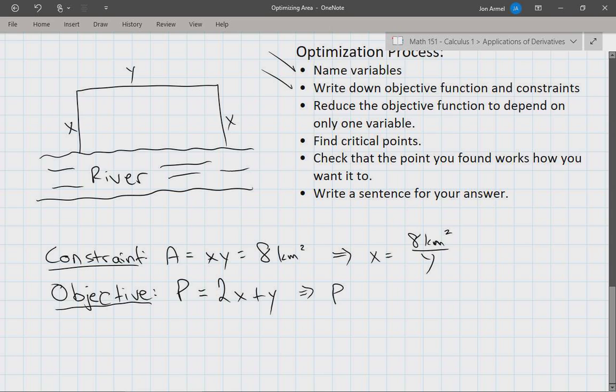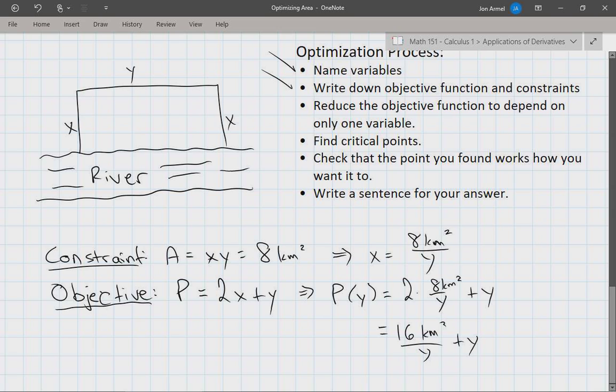So let's call this P of y. It's only going to depend on y now. And this is going to be 2 times, and instead of x, I can write 8 km squared over y, plus y. Okay, so that of course is 16 square kilometers divided by y, plus y.